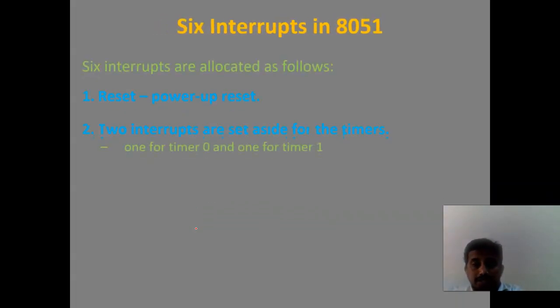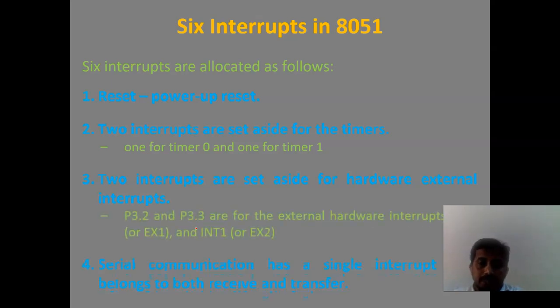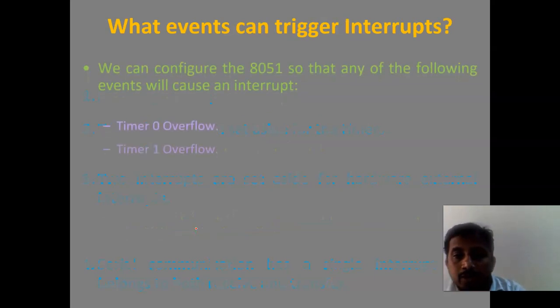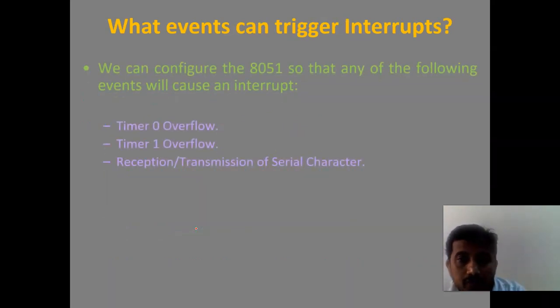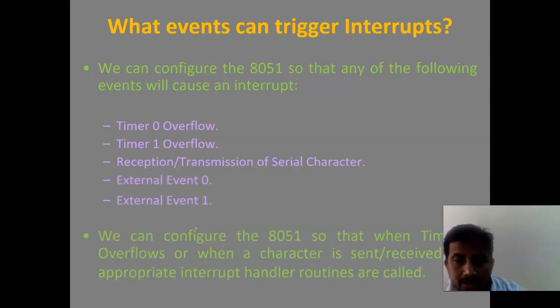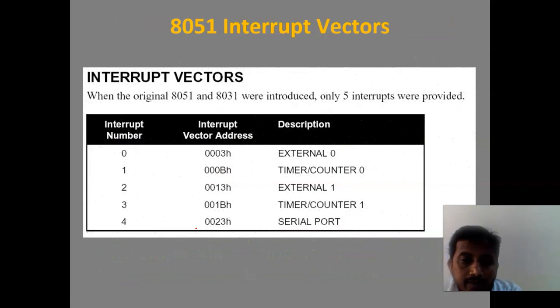So usually there are six types of interrupts in your 8051 microcontroller. One is the reset, power reset interrupt, and one is serial communication. Two interrupts are for timers, two interrupts for external hardware. So these are the six causes of interrupts. These are the six types of interrupts you will be having: timer 0 and timer 1, and counter 0.